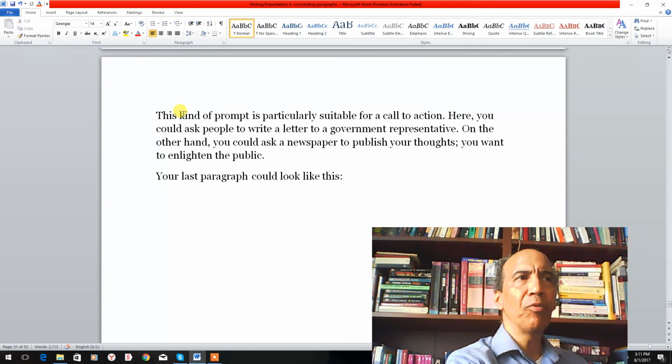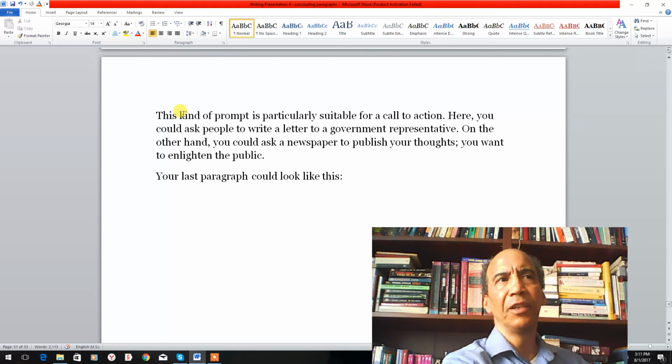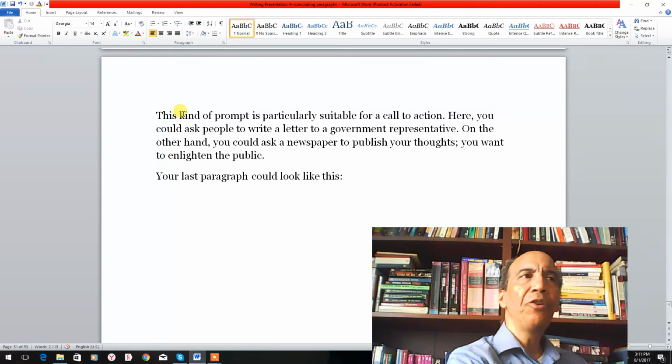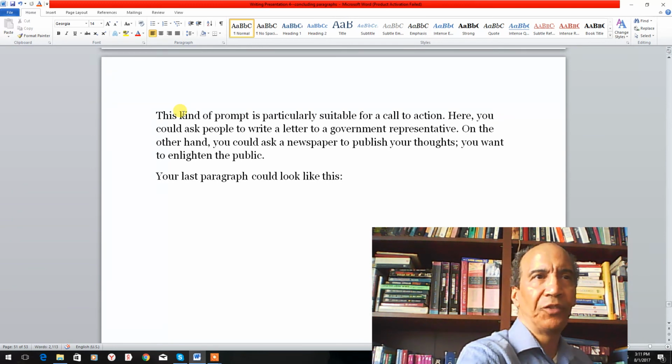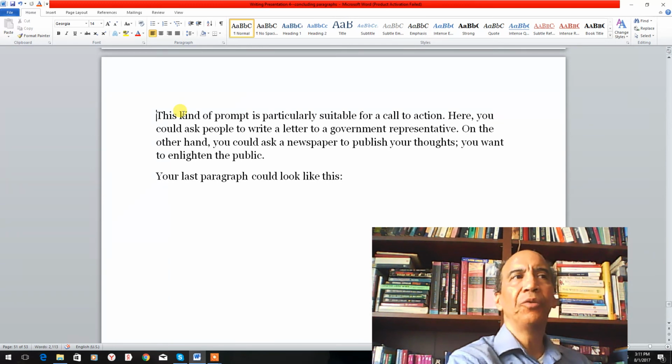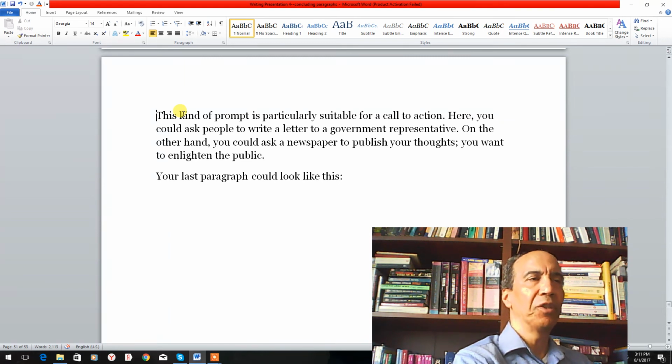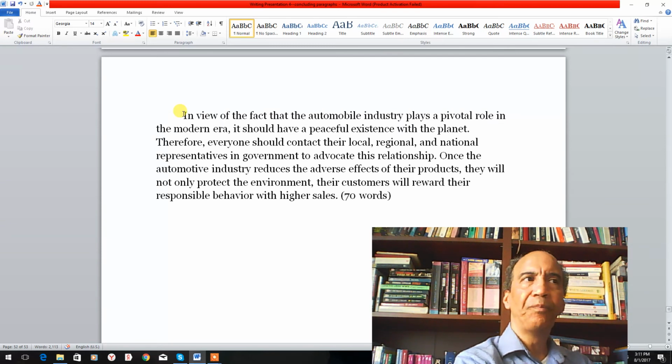Now, this kind of prompt is particularly suitable for a call to action. Here, you could ask people to write a letter to a government representative. Or, on the other hand, you could ask a newspaper to publish your ideas, to publish your thoughts. After all, you want to enlighten the public. You want people to be aware of something. So your last paragraph could look like this.